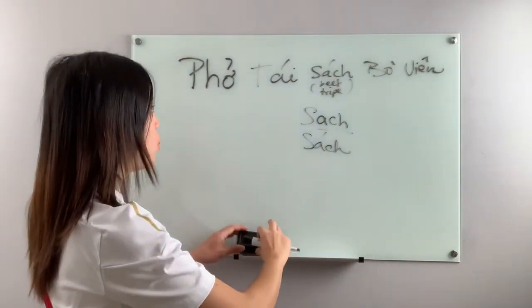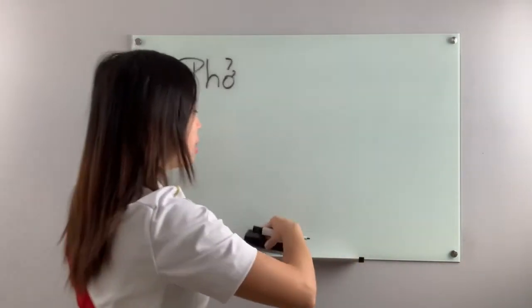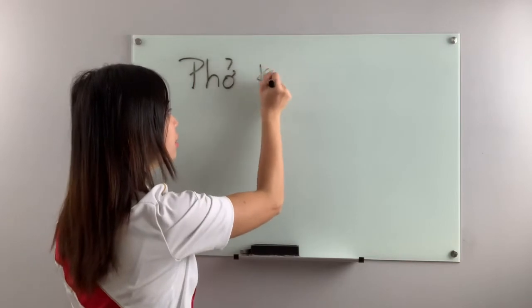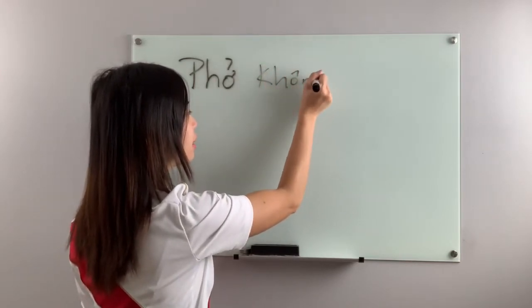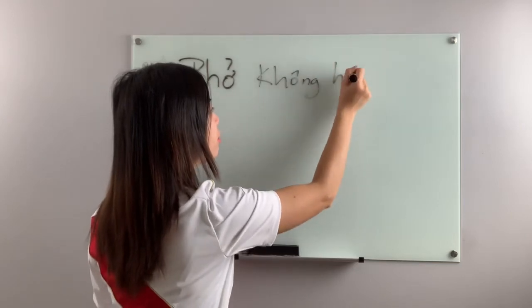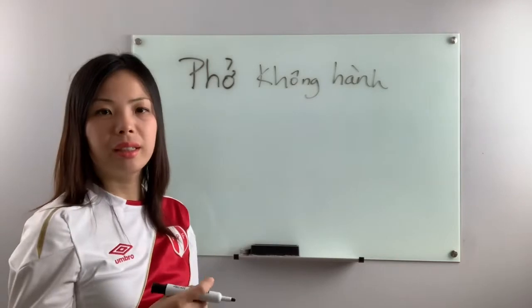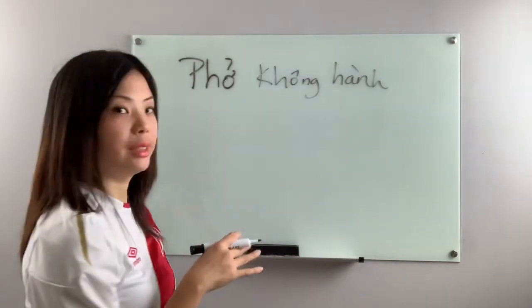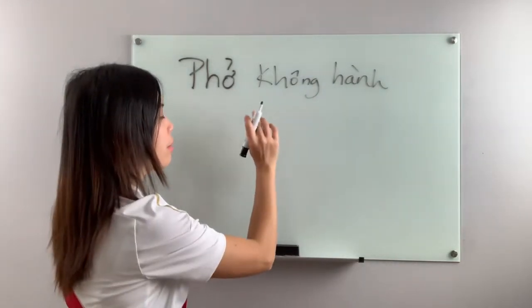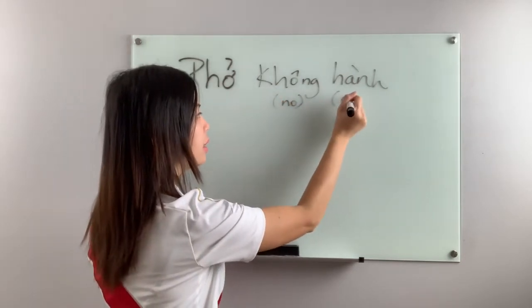Now, if you don't want the onions in your phở, what you can say is phở không hành. Phở không hành means the phở that doesn't have onions in it, meaning that you don't want onions in your pho. Then you say phở không hành. Không means no, hành means onions.